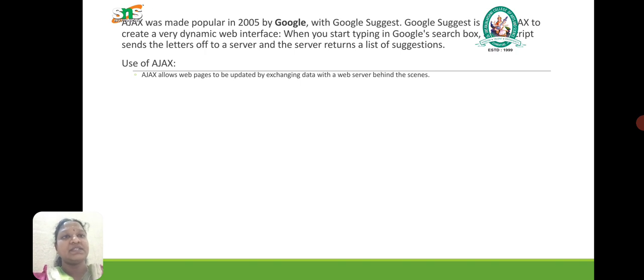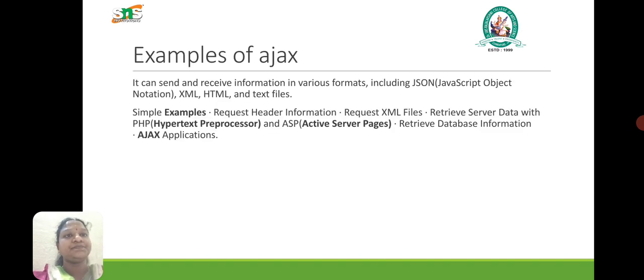Ajax allows web pages to be updated by exchanging data with a web server behind the scenes. Examples of Ajax: it can send and receive information in various formats, including JSON, JavaScript Object Notation, XML, HTML, and text files. Simple examples: request header information, request XML files, retrieve server data with PHP, Hypertext Preprocessor, and ASP, Active Server Pages, retrieve database information. Ajax application.